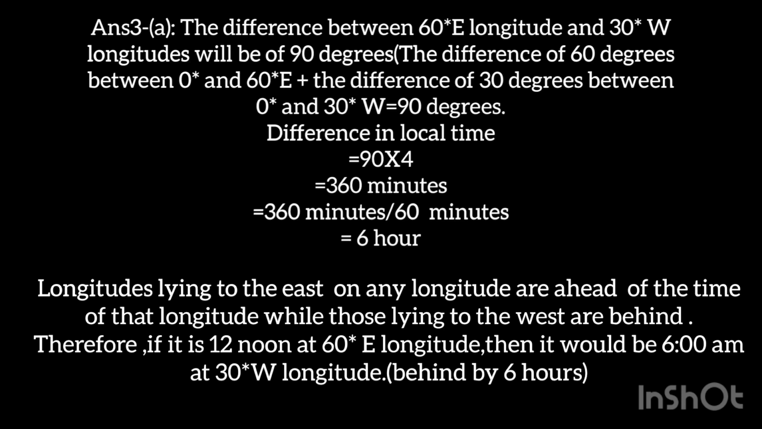Difference in local time: 90 into 4 is equal to 360 minutes. 360 minutes divided by 60 minutes. So the answer will become 6 hours.